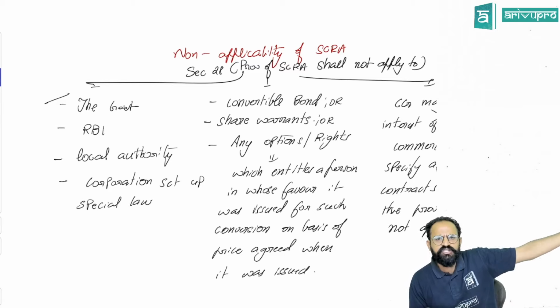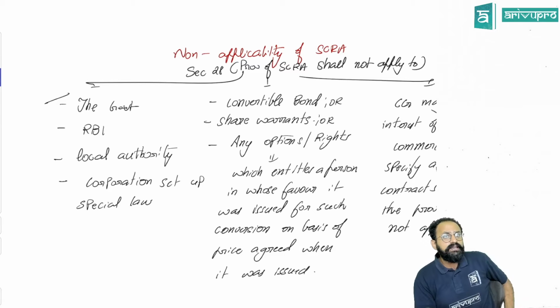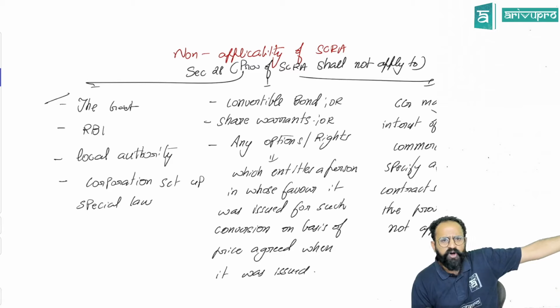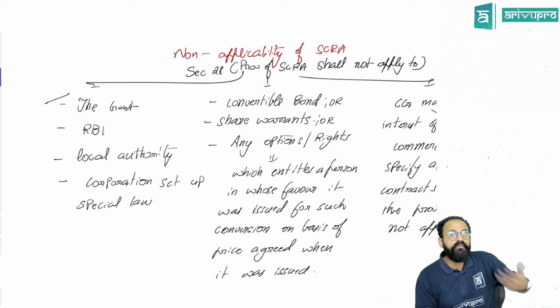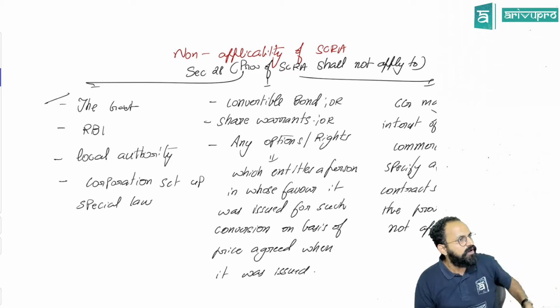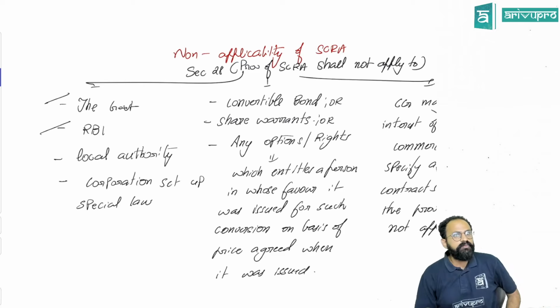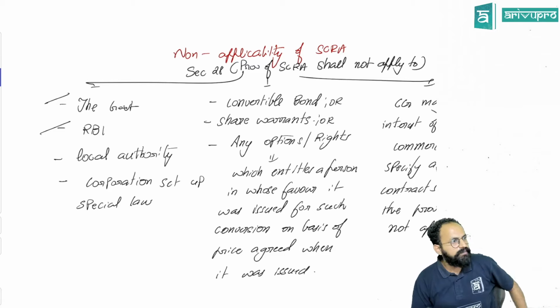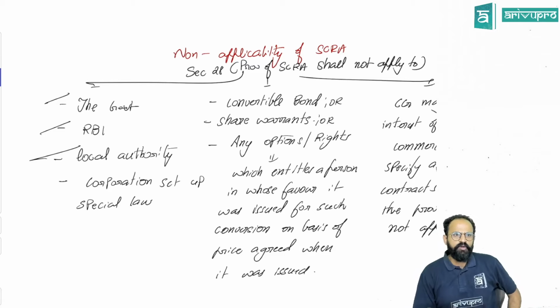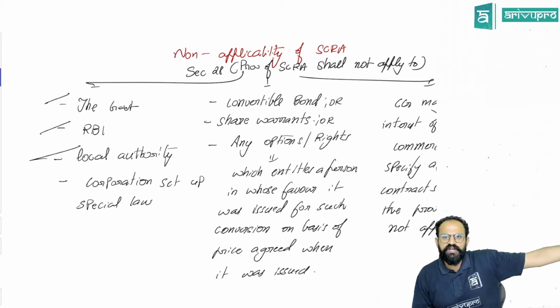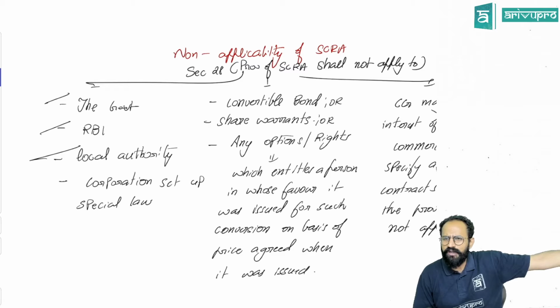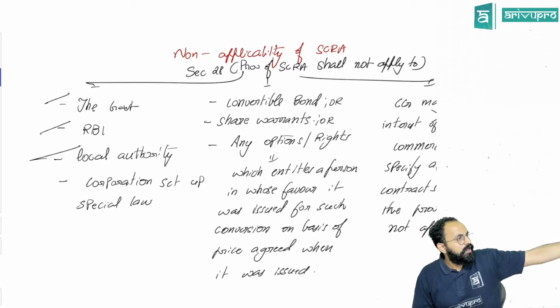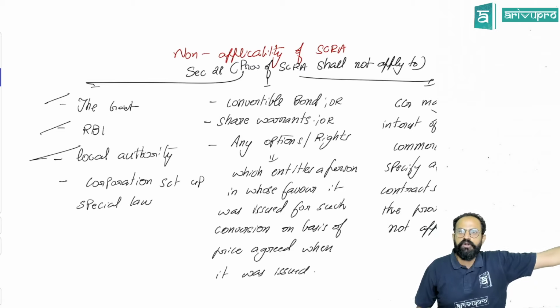Why does the government issue? Because they would be in need of money. If they want to issue, they can't keep following such big procedures and all. So for them, it is exempted. They need not follow. Second one, if RBI raises money, why follow? It's a supreme body. For them also, SCRA is not applicable. Third one, local authority. What is a local authority? Municipalities, for example village panchayats. If I take Bangalore, BBMP, these municipality boards and all. If they want to do it, again for them also it is not applicable.